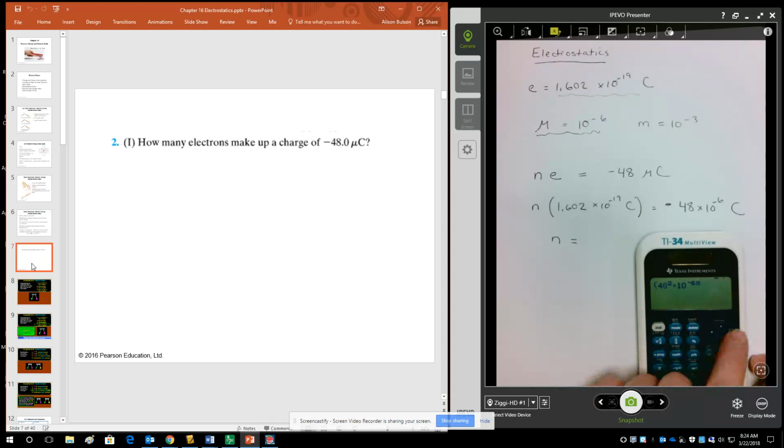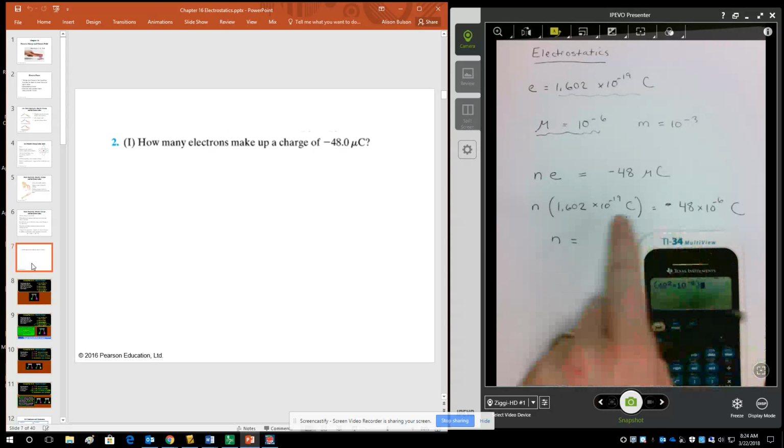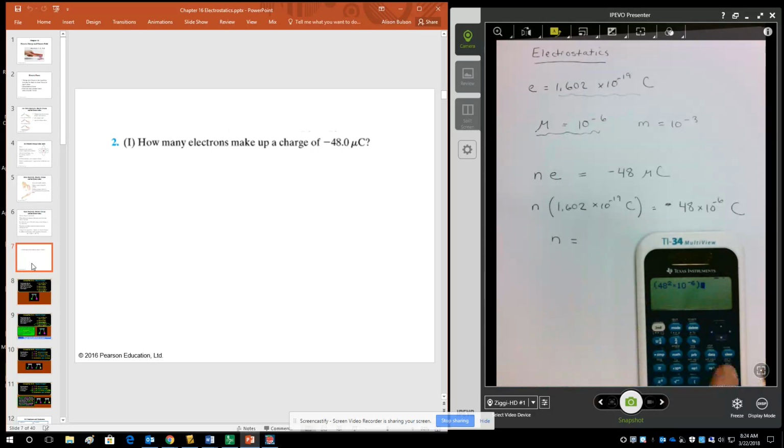This calculator is a little bit tricky with powers of 10. I'm expecting a positive number, right? Because I'm dividing 10 to the negative 6th by 10 to the negative 19th. So I should get a lot of electrons. Oh dear, and look at that. I have a square here. We don't want that. Oh, for heaven's sake. You guys, I'm having a tough time. It's Thursday of the last week of the term. Thank you very much. But you're going to be watching this on your spring break, so hopefully you're laughing at me. There we go. 48 times 10 to the negative 6th divided by 1.602 times 10 to the negative 19th.